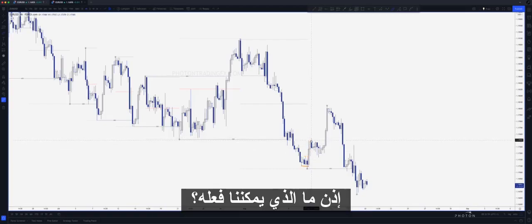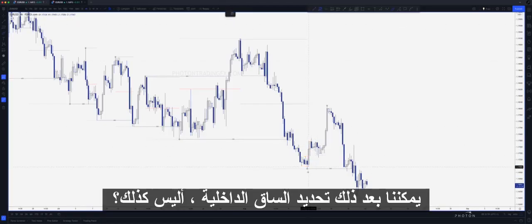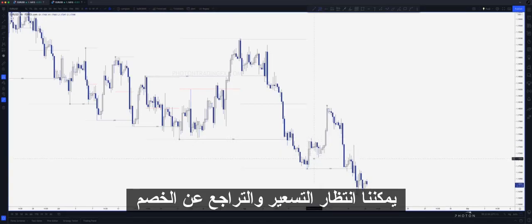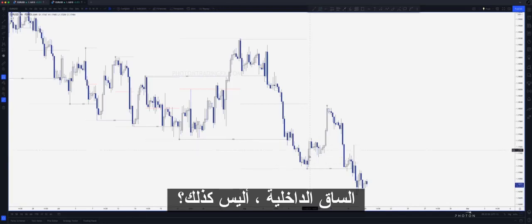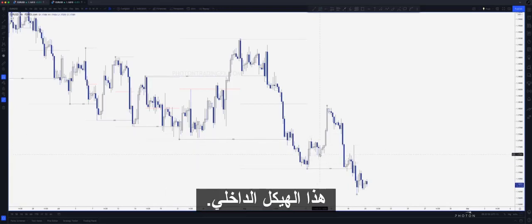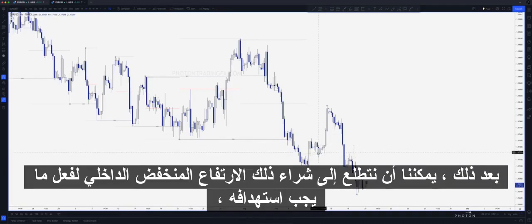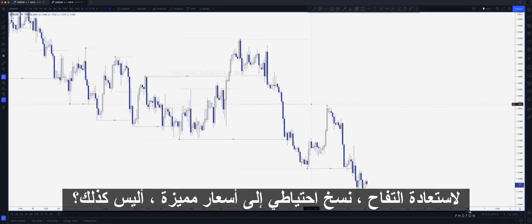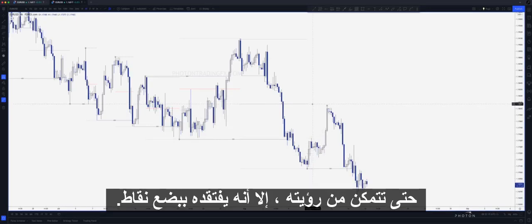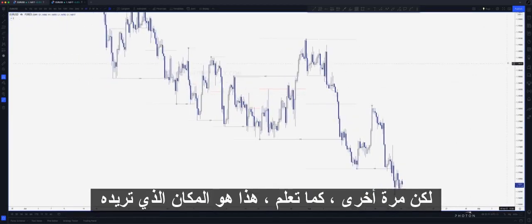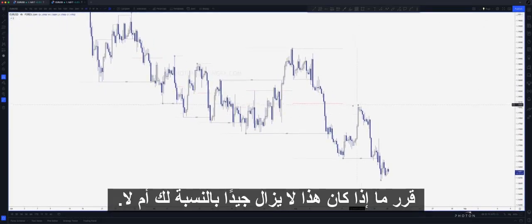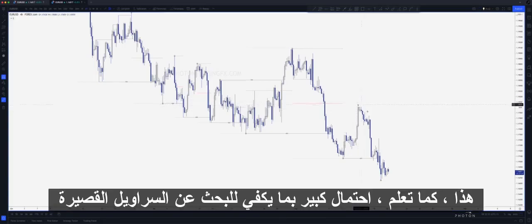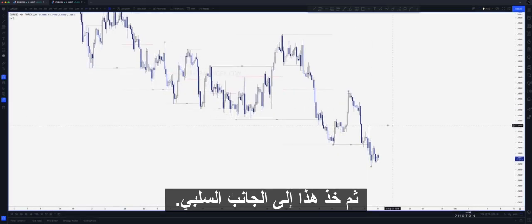So then what can we look to do? We can then mark the internal leg, right? We can wait for price to then pull back into the discount of this internal leg, this internal structure. Then we can look to buy that internal high low to do what? To target the 4-hour pullback back up into premium prices, right? So you can see it just misses it by a few pips. But again, this is where you're gonna have to decide whether or not that's still okay for you. That's high enough probability to still look for shorts to then take this to the downside.